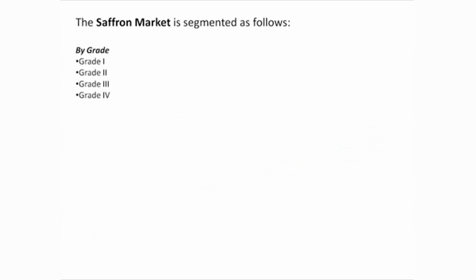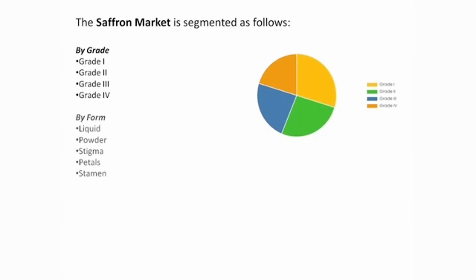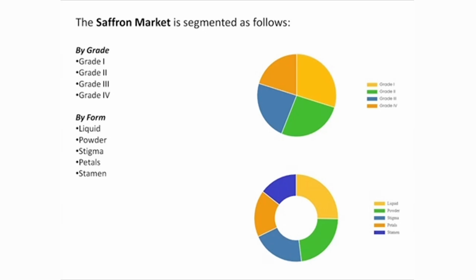We see the various segments of the saffron market, because it is segmented by grade 1, grade 2, grade 3, and grade 4. We see the pie chart, and the major part is grade 1. Further it is grade 2, then grade 3, and the last one is grade 4. By form it is liquid, powder, stigma, petal, and stamen. We see the major part is the liquid form. Further is the powder form that we use, and sometimes we use the stigma also, and the very least used is the stamen.